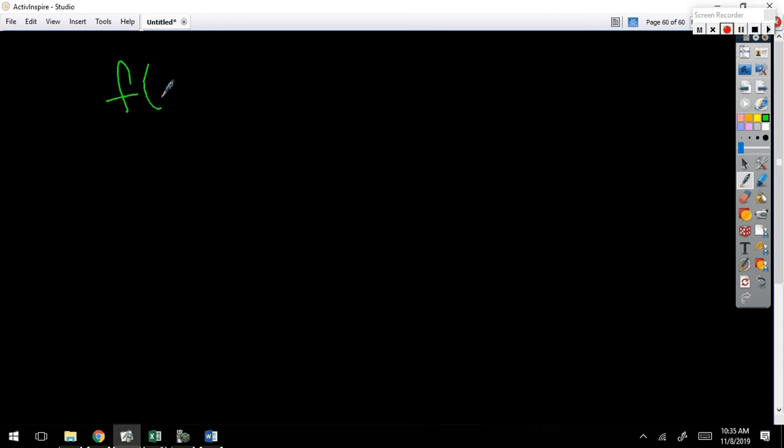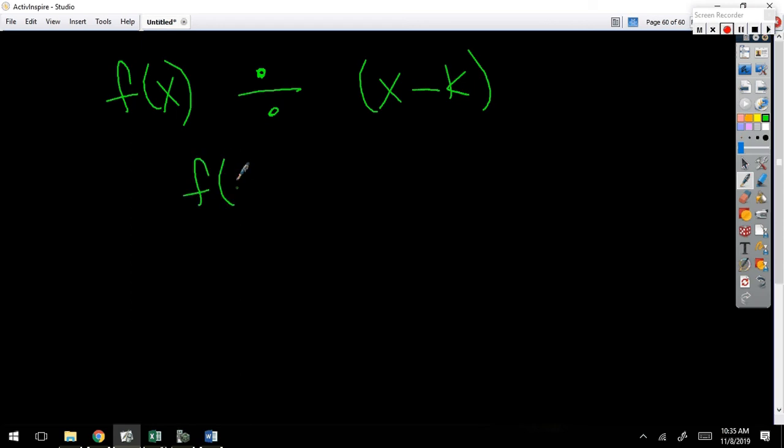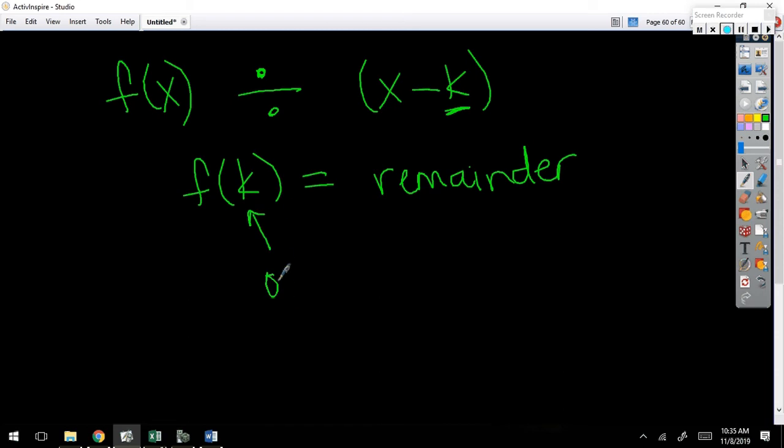If I have f of x, and I divide it by x minus k, then f of k, which means I take this number and I plug it in for every x, will tell me what the remainder is going to be without actually dividing. This is opposite sign. And I should have titled this, what is k? It's a number. Well, it's a variable, but it stands for a number. This is what we call the remainder theorem.